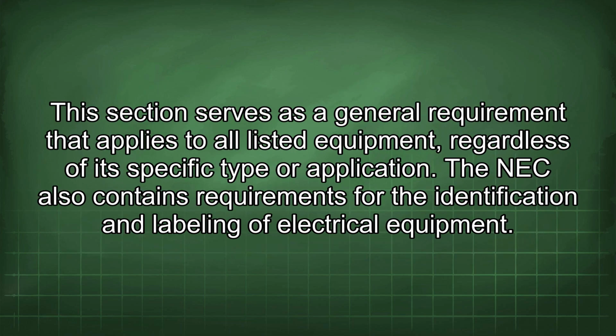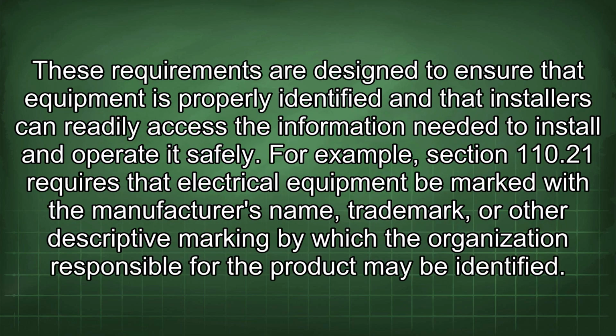This section serves as a general requirement that applies to all listed equipment, regardless of its specific type or application. The NEC also contains requirements for the identification and labeling of electrical equipment. These requirements are designed to ensure that equipment is properly identified and that installers can readily access the information needed to install and operate it safely.